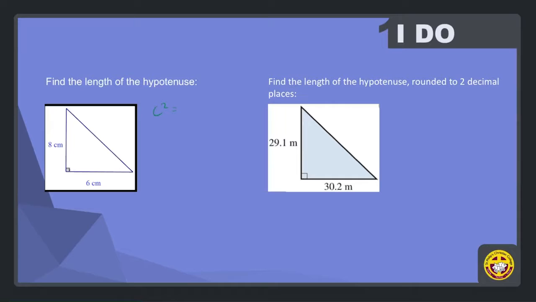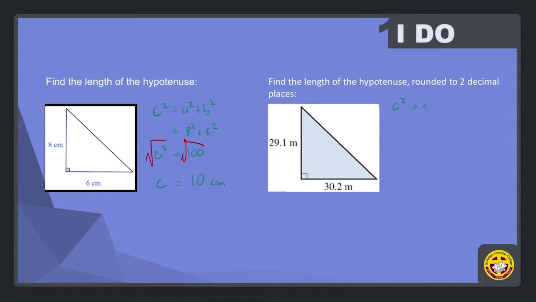The first thing we're going to do in all cases is write down the formula, and then we're going to fill in the numbers for A and B. Now, the most important thing when working with Pythagoras is this is not the answer. This is c squared, and to get the answer, we need to use the square root. The answer in this case for c is 10 centimeters.